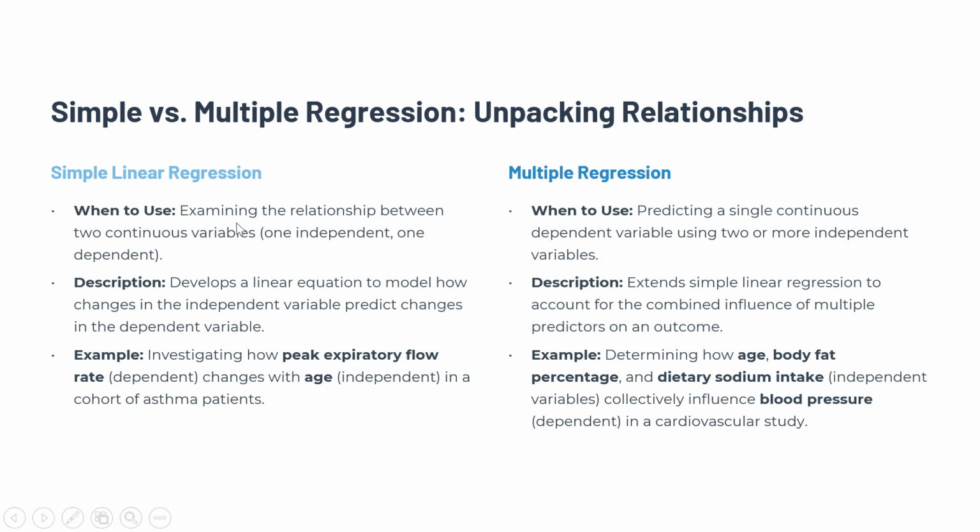Next, multiple regression. It is used for predicting a single continuous dependent variable using two or more independent variables. It extends simple linear regression to account for the combined influence of multiple predictors on an outcome. For example, determining how age, body fat percentage, and dietary sodium intake collectively influence blood pressure in a cardiovascular study. There is a little bit of difference between simple linear regression and multiple regression.